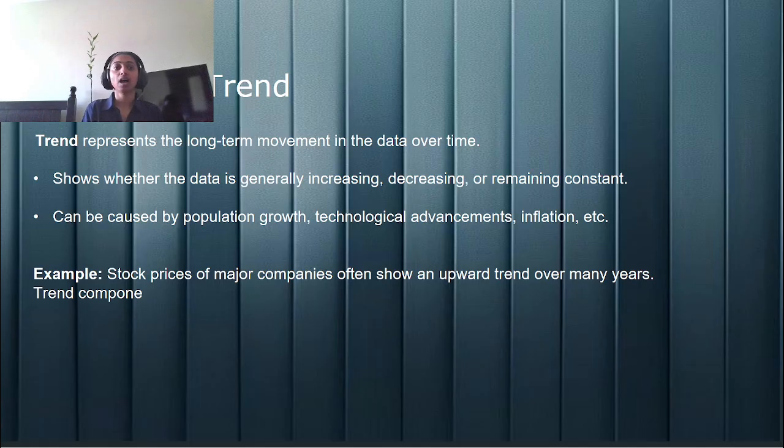Trend represents the long-term movement in the data over time. I will explain: in the case of stock market data, we say that there is an upward trend in the price or a downward trend in the price. Over a long period, by observing the data, we can say that the value is increasing or decreasing. These predictions we can make with the help of trend. So it is a long-term movement in the data over time. I hope you understand. An example is also given here.